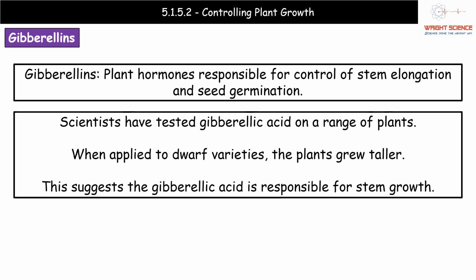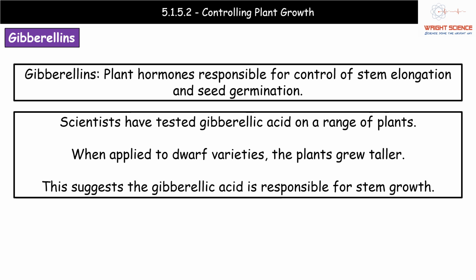So the second hormone we need to know about are the gibberellins. And gibberellins, if you remember, are those plant hormones responsible for the control of stem elongation and seed germination. So what we need to do here is put these to the test. If we are making this statement, that they control stem elongation and seed germination, let's test and see what happens.